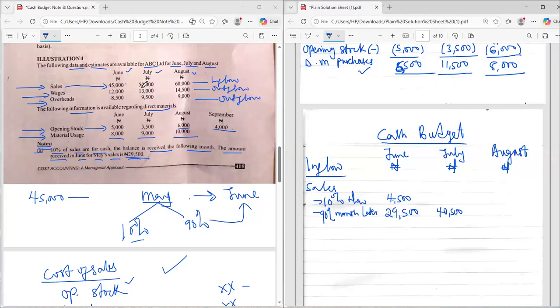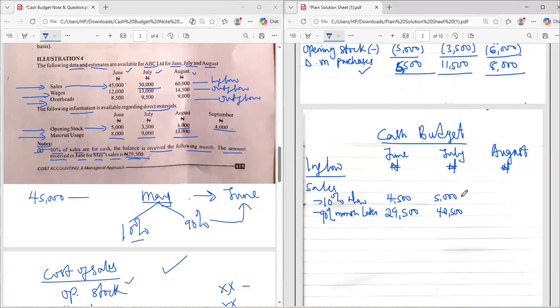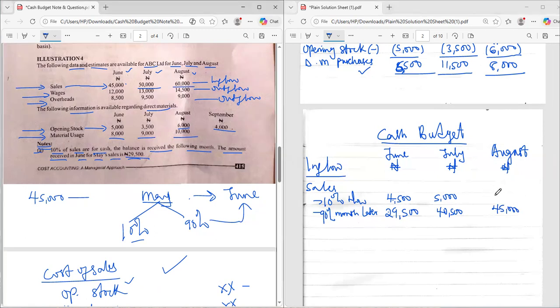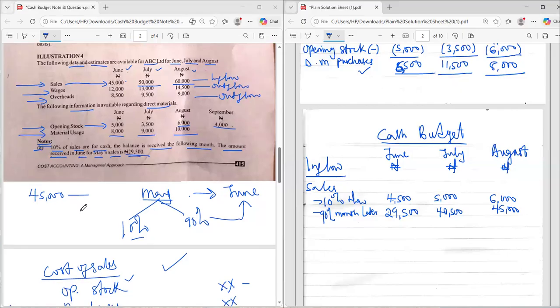All right. Do this one of 50,000 for me. 10% is 5,000. The balance is 45,000. All right. Do the last one for me. 60,000. 10% is how much? The other 90% does not concern us because we are only preparing from June to August. Any question? Okay, that means it is clear.